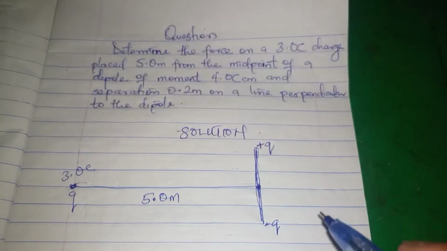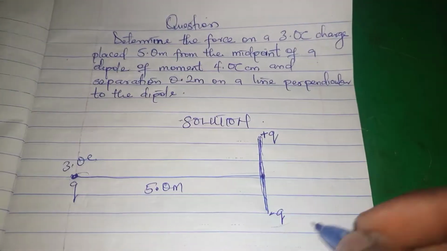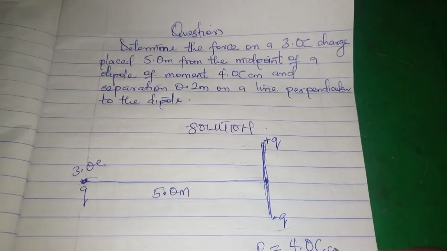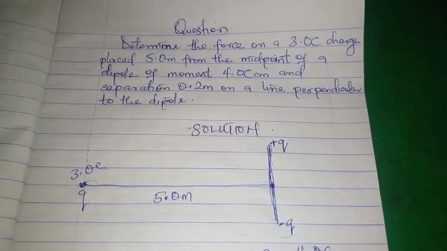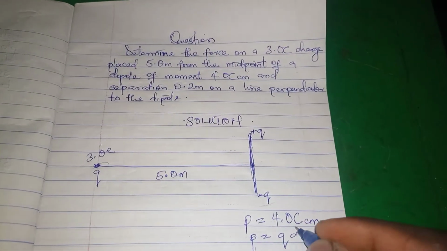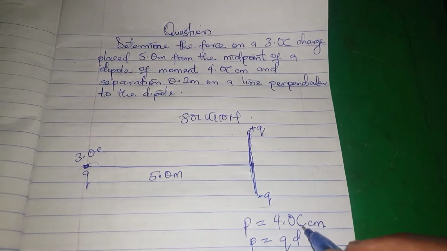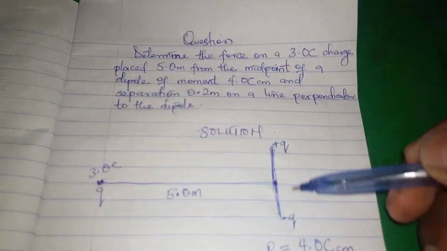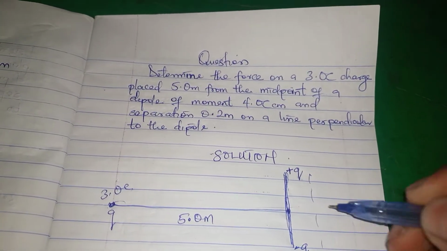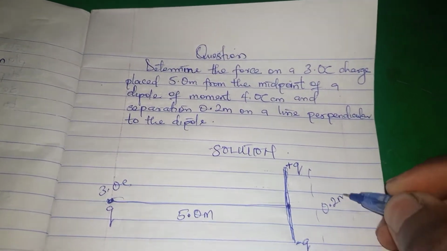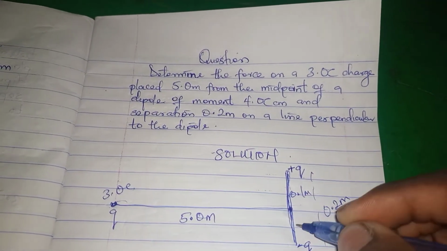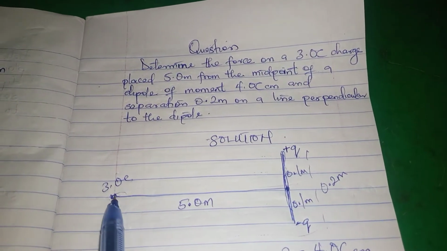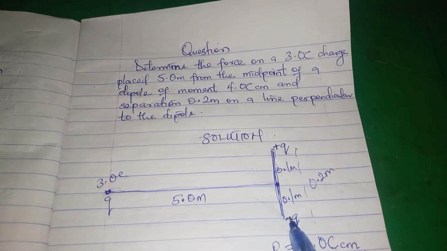Now, we're told that the dipole moment, which we can tag as P, is 4.0 coulomb centimeter. Dipole moment is a product of charge and distance. That's why you're having coulomb centimeter here, which could be coulomb meter. And separation, that is, the poles are separated by a distance of 0.2 meter. Definitely this will be 0.1 meter, and this other part will be 0.1 meter, on a line perpendicular to the dipole. Definitely this distance is perpendicular to the dipole.